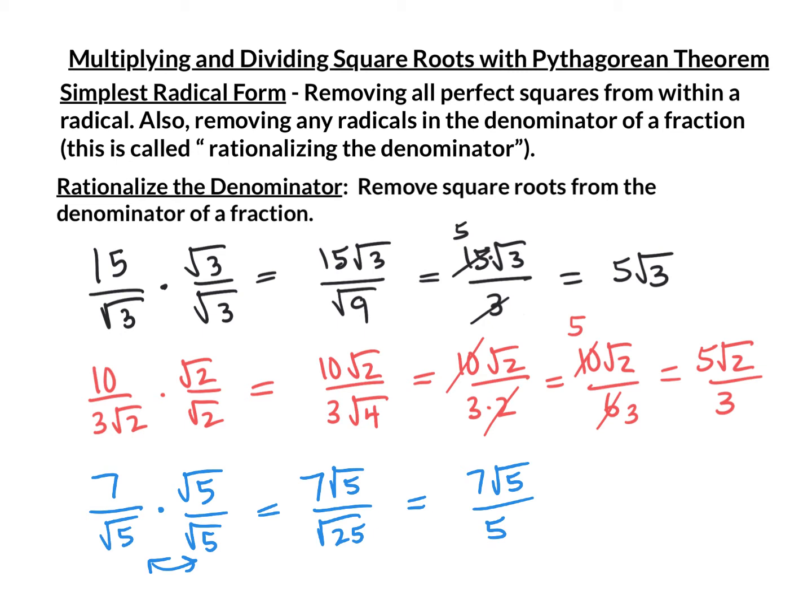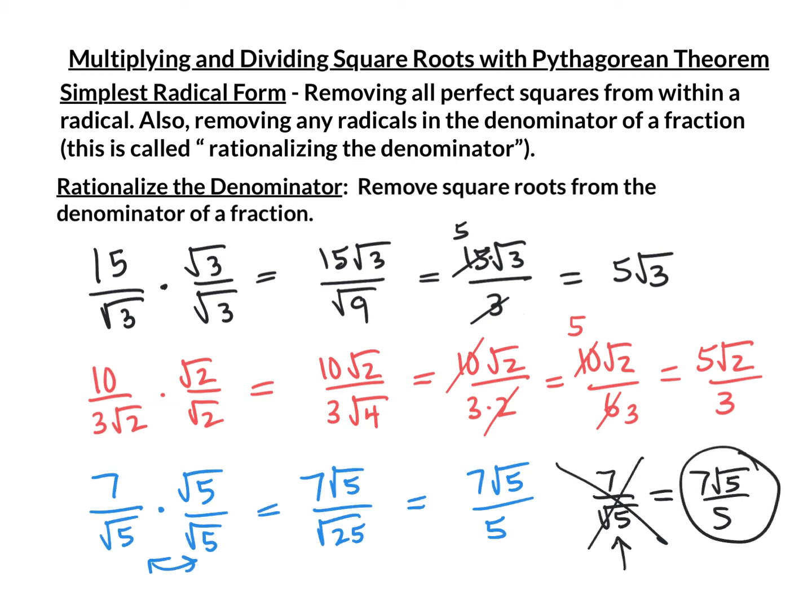Be aware that 7 over root 5 is equal to 7 root 5 over 5. Those are equal. But we don't normally have this as the answer because we don't leave square roots in the denominator. This is the preferred answer, even though they are the same decimal.